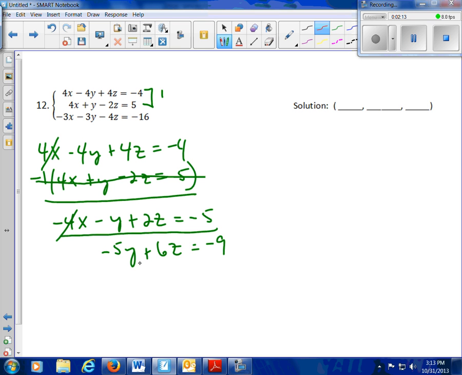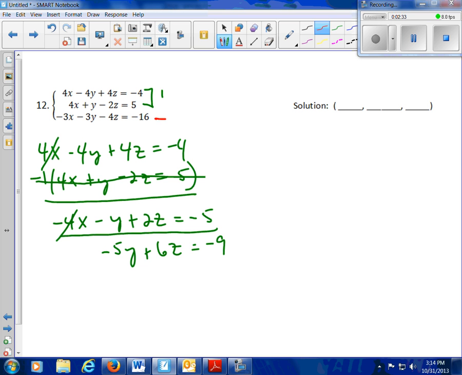I now have an equation with only two variables left. So the goal is I want to get one more equation that has just y and z in it, so I can use elimination like normal. So I have to use the third equation that I haven't used yet.